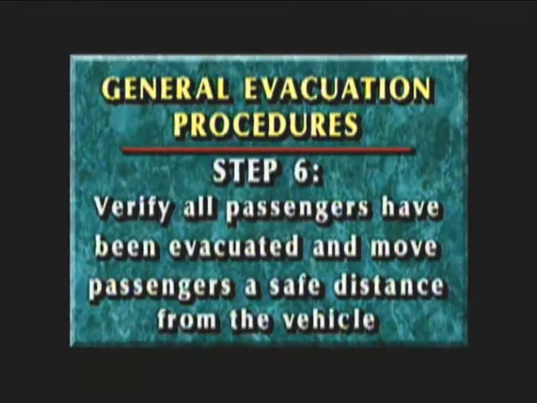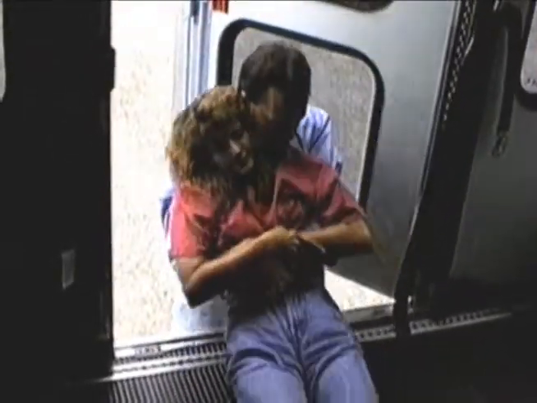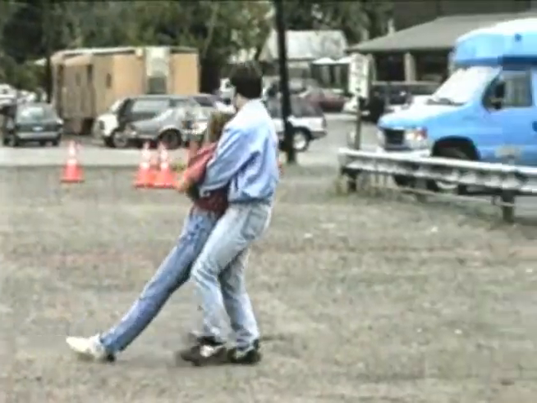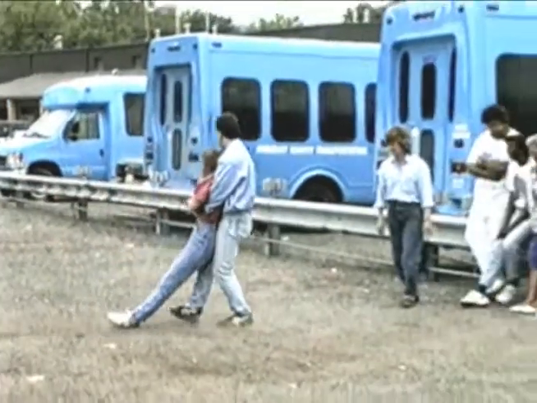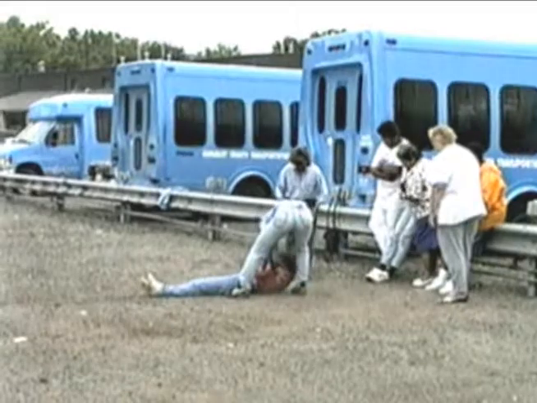Step 6. Verify all passengers have been evacuated and move passengers a safe distance from the vehicle. After evacuation, move riders to a secure location, a safe distance away from the burning vehicle and other traffic. Verify that all passengers are off of the vehicle by counting and comparing the count with the manifest number. Remember to contain the group by keeping them together.